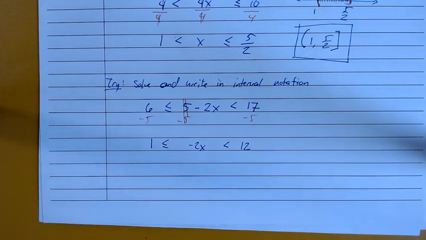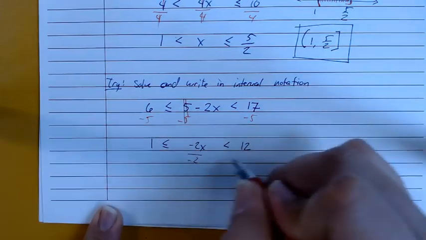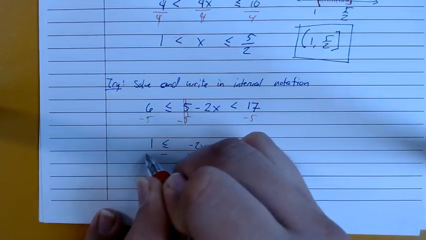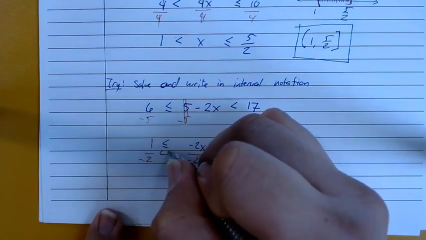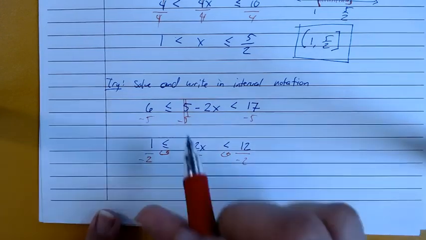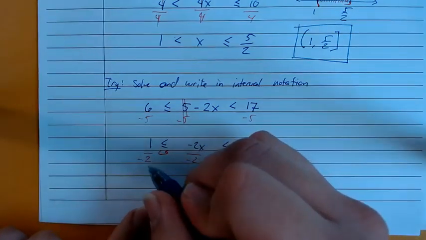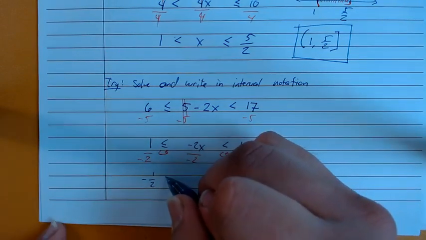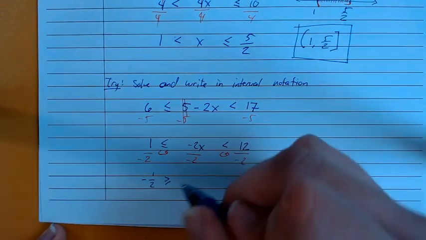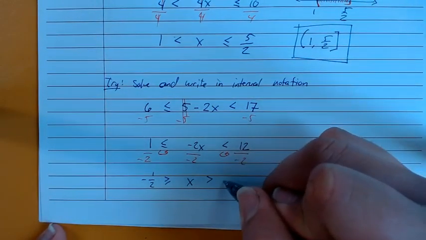Now, I want that x by itself, which means I now need to divide by negative 2 right here. And whatever I do on one part, I have to do on all parts. But remember, when we divide by a negative, we're going to reverse these inequalities. The fact that we now have a compound inequality doesn't change that. Multiplying or dividing by a negative reverses our inequalities. So here that's going to be negative 1/2, and instead of less than, that's greater than or equal to x. And here, instead of being less than, that's greater than negative 6.